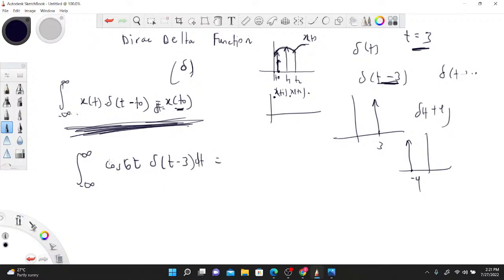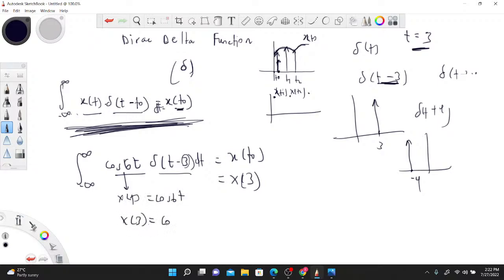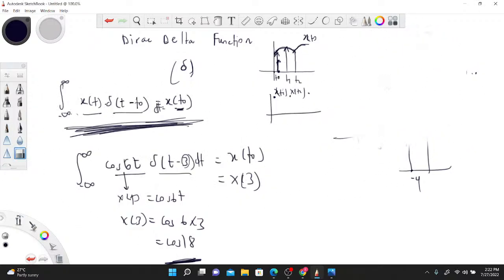So if I compare this, this is my x of t here, this is my delta of t minus t naught. This must be equal to what? x at t naught. t naught here is what? 3. So this is equal to x at 3. This is x of t, cos 6t. Therefore, x at 3 is equal to cos 6 times 3, cos 18. That is how we use the Dirac function in simple analysis.